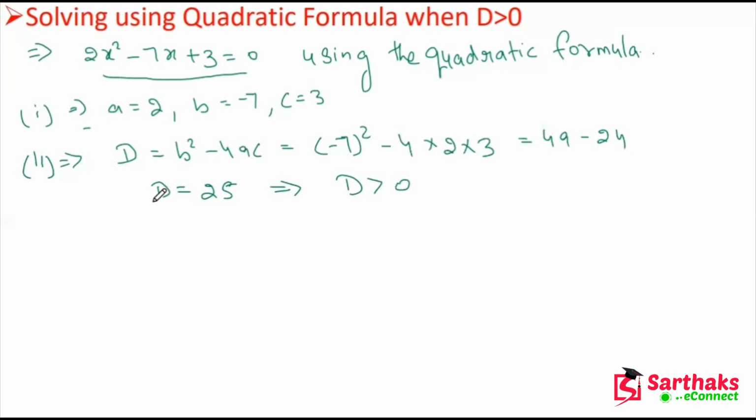Now substitute these coefficients in the quadratic formula to find the roots. We have the formula x is equal to minus b plus minus under root b square minus 4ac, divided by 2a. We apply this formula when d is greater than or equal to 0.